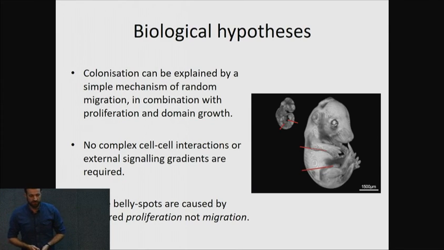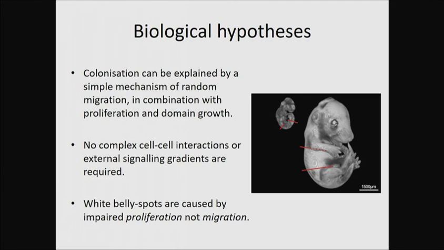So it hints that we're going to need a stochastic model to try and represent this behavior. So at the start of this project, our collaborator had done a lot of these movies, and he'd characterized them, and he said they had these hypotheses. And they were fairly straightforward, but he wanted the mathematical model to test them. So he said, could colonization, so the cells migrating all around the embryo and colonizing, uniformly patterning the skin of this embryo, could it be explained by purely random migration, proliferation of cells, and domain growth of this embryo?